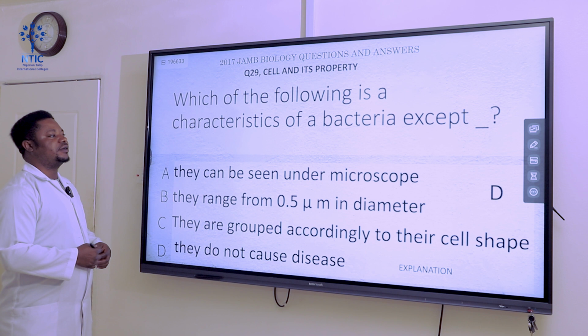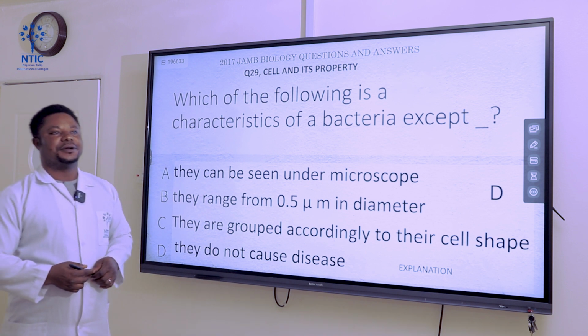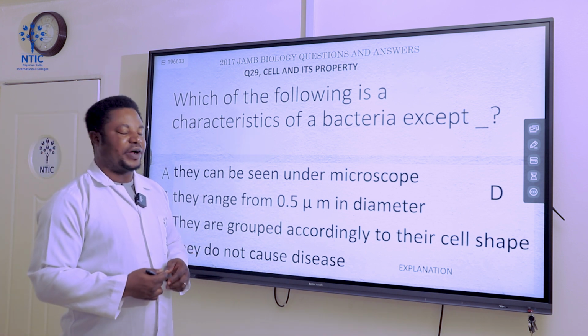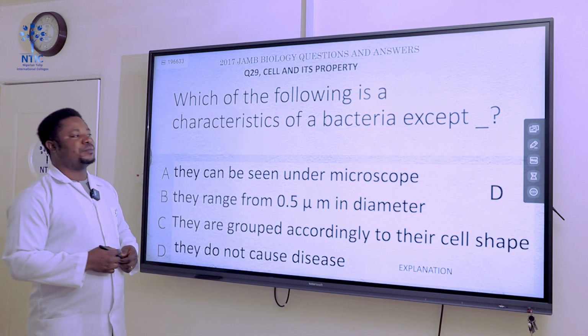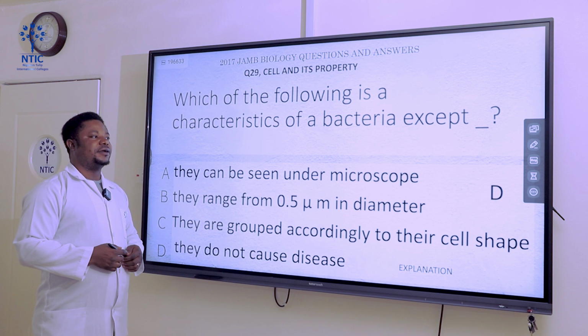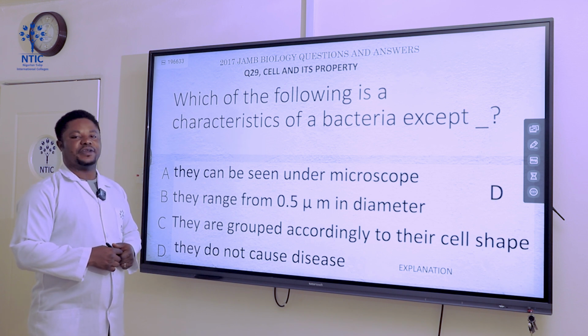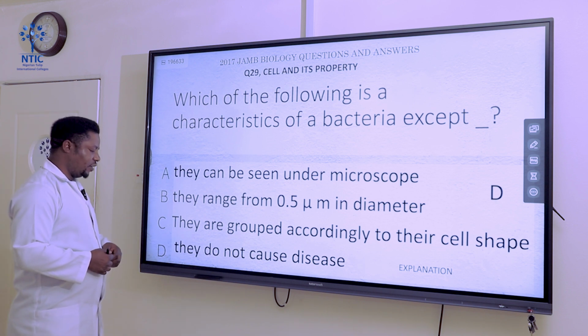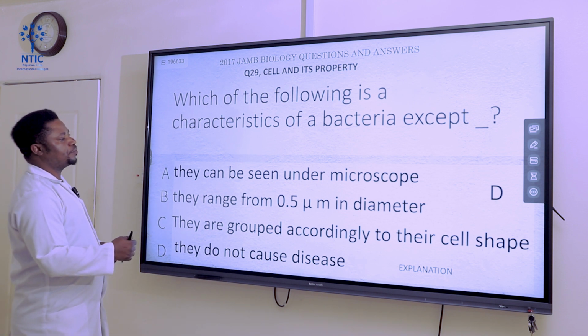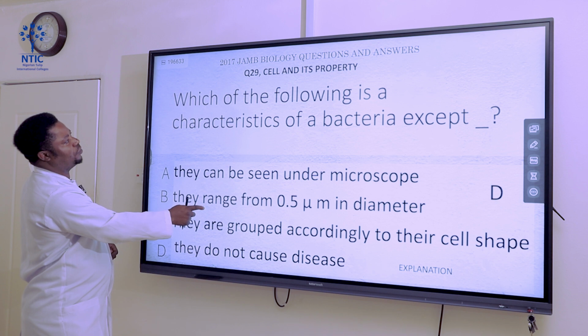Most bacteria are disease-causing pathogens. Just a few are symbiotic. For example, the bacteria found in the root nodules of leguminous plants, the Rhizobium leguminosarum. So the correct answer to this is D. Yes, let's move to the next question.